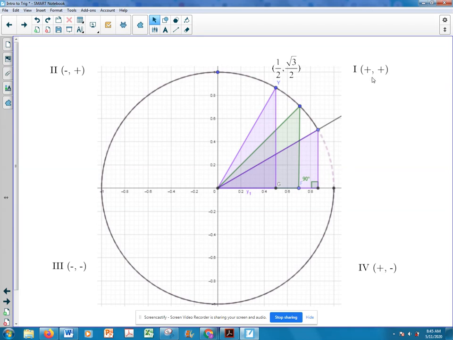All right, and remember, quadrant 1 is positive, positive. Quadrant 2 is negative, positive. Quadrant 3 is negative, negative. And quadrant 4 is positive, negative. Because if you can just remember the 3 points over here in quadrant 1, when we take them over into the other quadrants, the only thing that's changing is the sign.